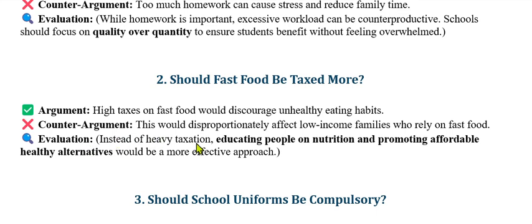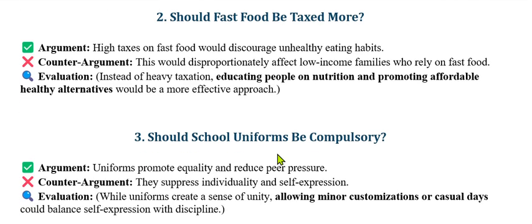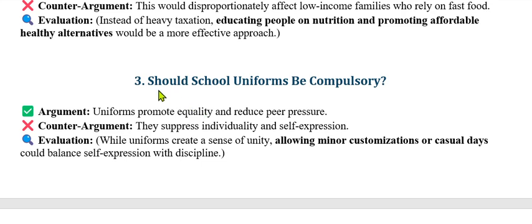Instead of heavy taxation, educating people on nutrition and promoting affordable, healthy alternatives would be a more effective approach. So you see that for reducing fast food consumption, it is important that people are educated. They are told about nutrition values, and only then can this task be fulfilled. Now the topic number three is, should school uniform be compulsory?